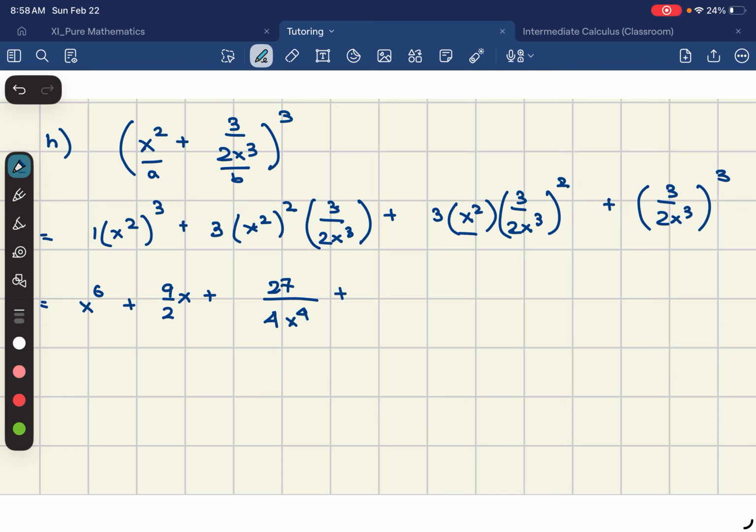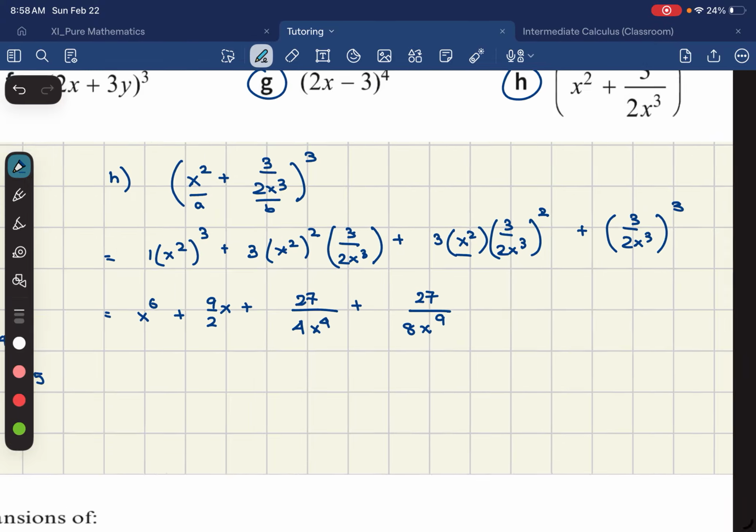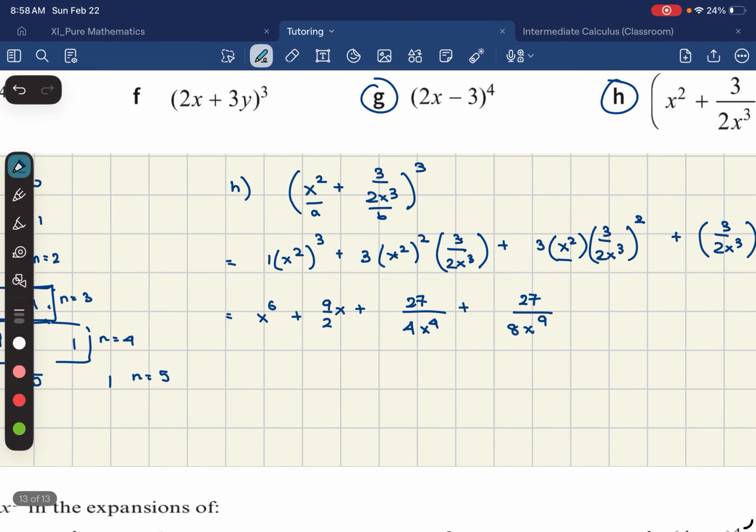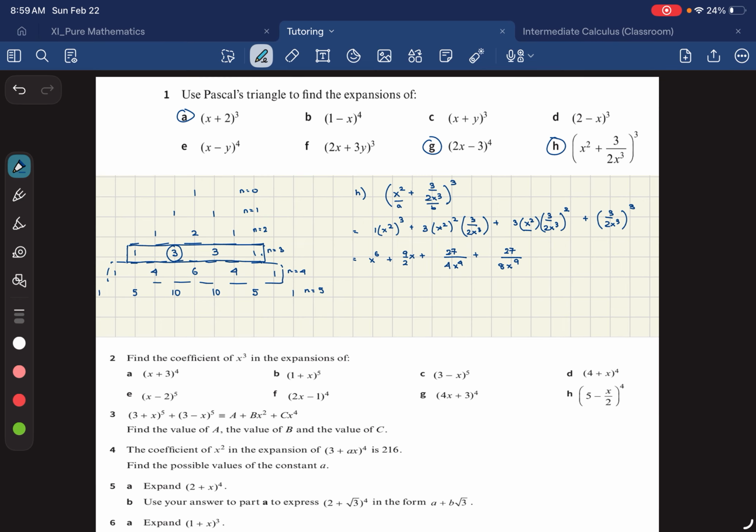Plus 3 cubed, that is 27, right? Divided by 2 cubed is 8. And then you have x to the power 9, 3 times 3 is going to be 9. So that is your answer for h. So I know it's a bit tedious, but this should be your answer. x to the 6 plus 9 over 2x plus 27 over 4x to the power 4 plus 27 over 8x to the power 9. So that is your answer.